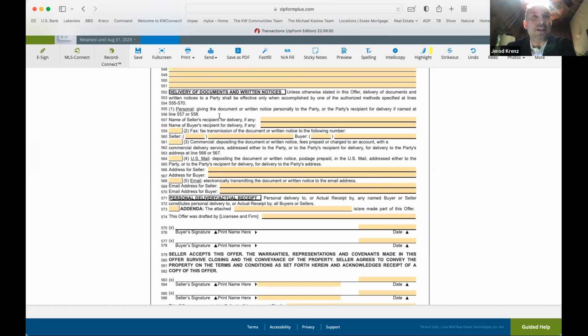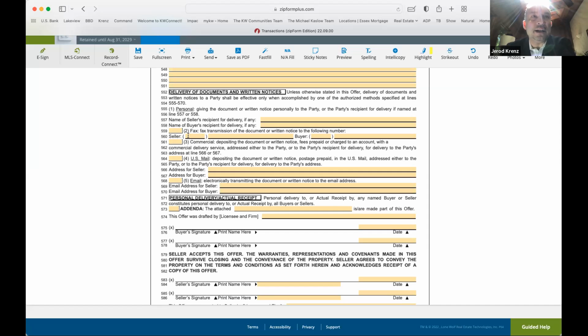Here, name of seller recipient, that is the listing agent. So you want to put the listing agent's name on 557 and their company. Name of buyer recipient, that's the buyer's agent and their company. This is not the seller and this is not the buyer. You want to put your name in there and the other party's name in there and firm on that.